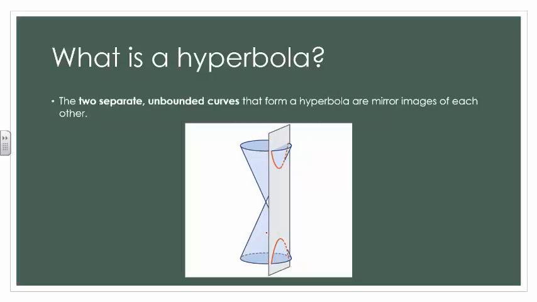The two separate unbounded curves that form a hyperbola are mirror images of each other. And again, same image, we can see this again. These two curves, which are unbounded and separate, form a hyperbola.